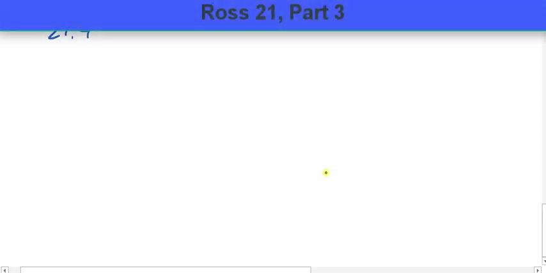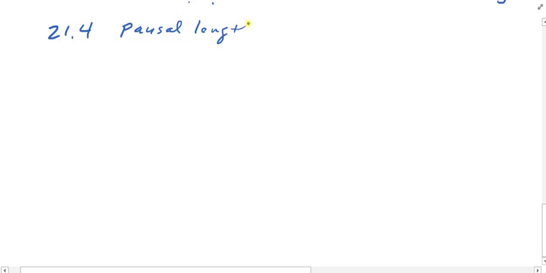In 21.4, we come to the matter of pause, okay? Or we might describe this as pausal lengthening. Okay, what's going on with this section?